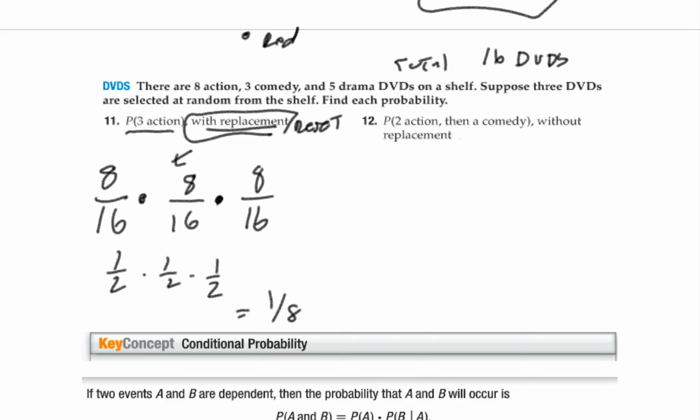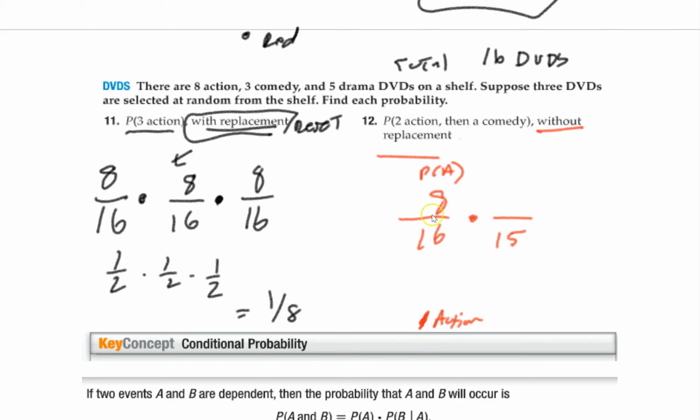Now let's look at this one. They want 2 action, then a comedy without replacement. We take the DVD, we keep it with us. So for the first action, there's 16 movies and there's 8 action. So I got my 1 action. Right, now for the second one, we want action again. But now it's without replacement. So I don't put that action back. I keep that movie. There's only 15 total movies.